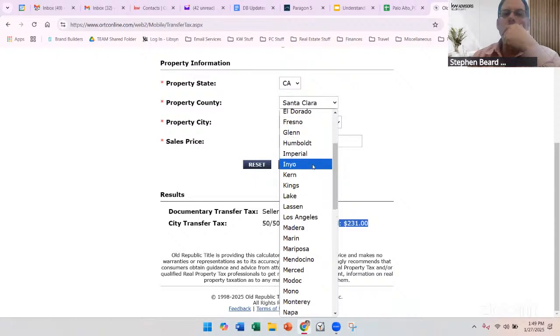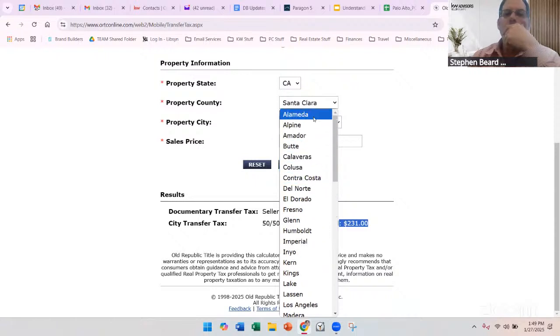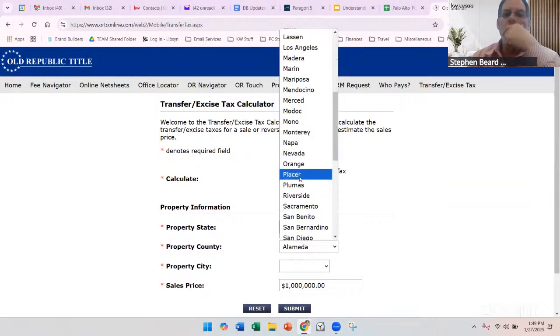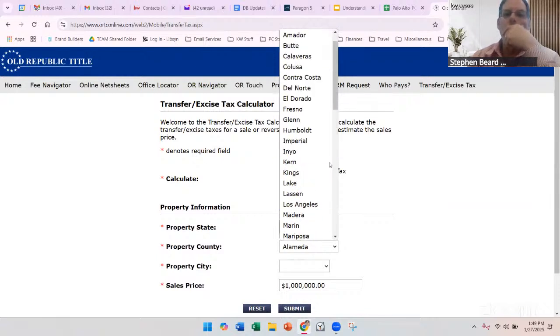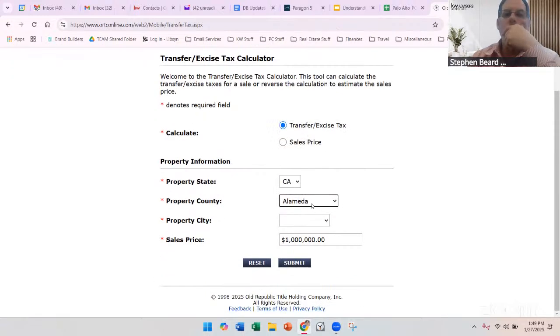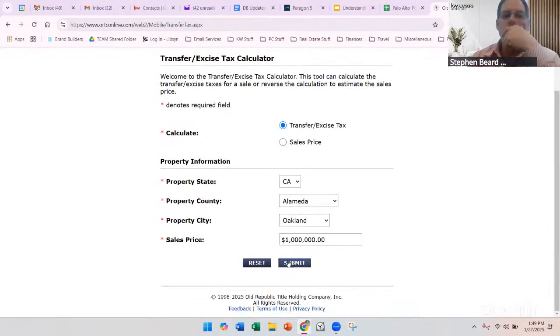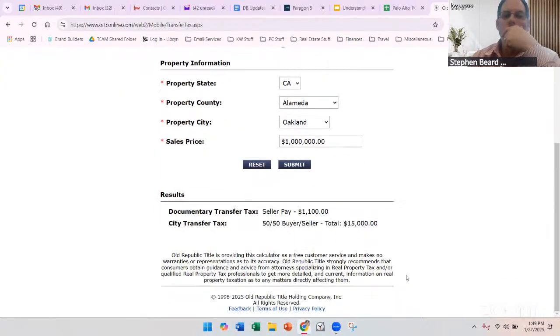If we go to Oakland, we go to Alameda County, and we put in Oakland, that same $1 million property, watch the difference. Alameda County, property city, Oakland. Watch this. $15,000 and $1,100. Anyway, you can always look it up. The point is, you have a responsibility for your buyers and your sellers to know if city transfer tax is applying.